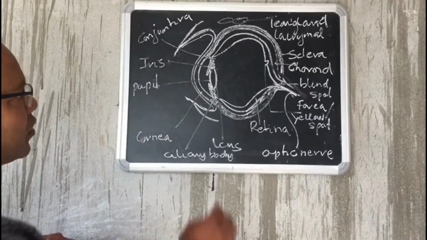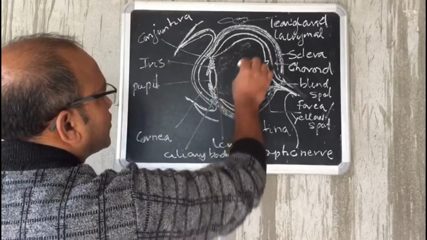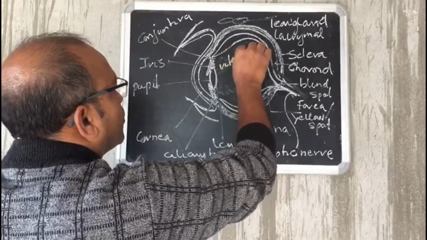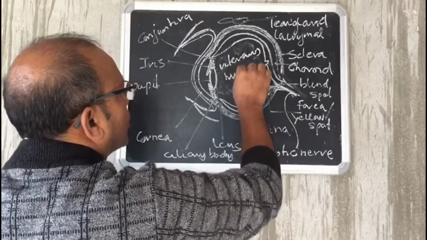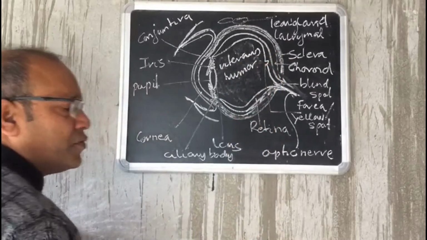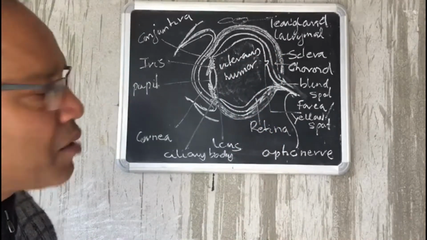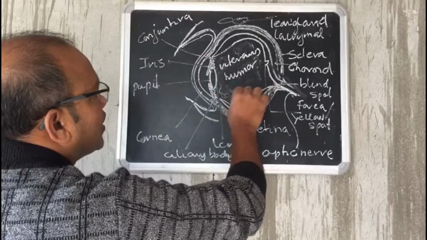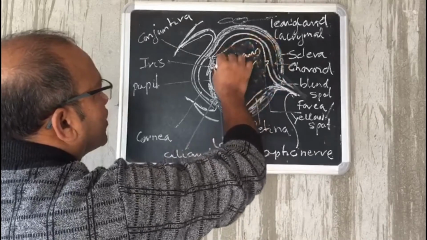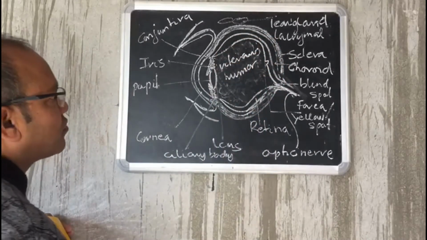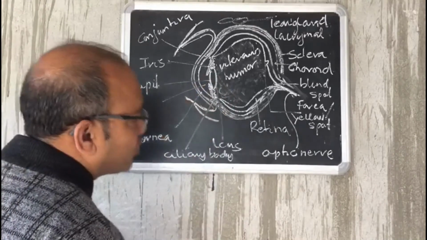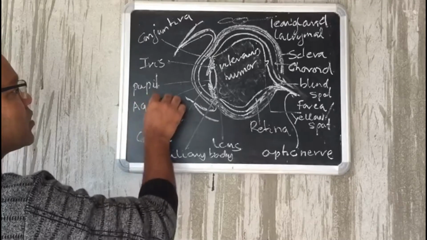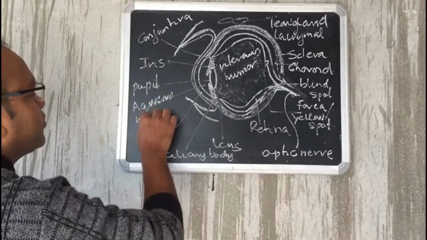Now we see there are two chambers. The larger chamber is called the vitreous humor, which helps to maintain the shape of the eyeball. And in front of the lens we have another chamber. The vitreous humor is a slightly denser fluid. The fluid in front of the lens is slightly transparent. This is called the aqueous humor.